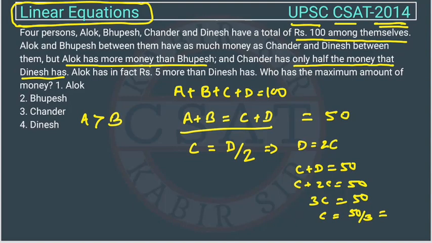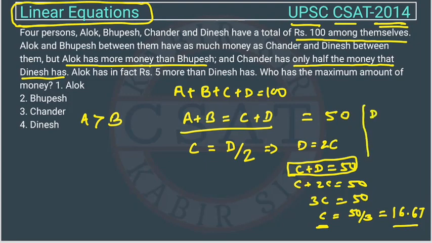So this will come out to 16.67. This is the amount of money Chandar has. When we know C, from this equation we can calculate D. So D will be how much? We will put the value of C.